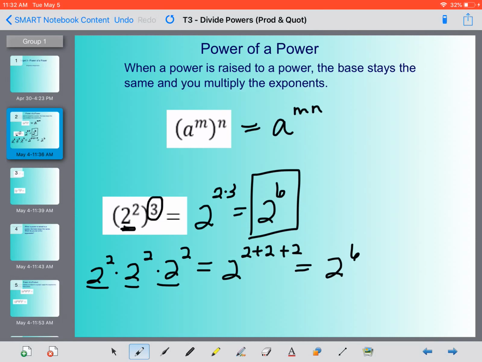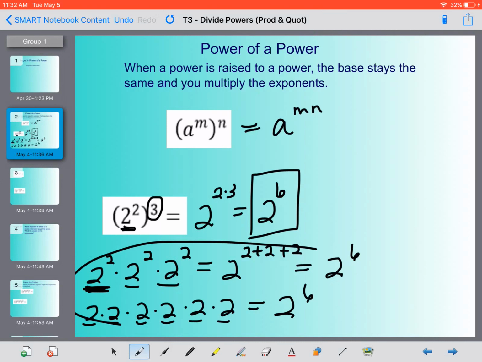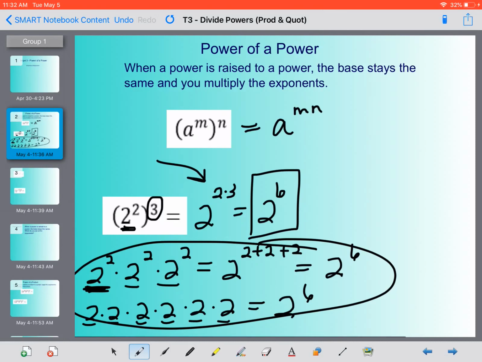You could even expand further, because 2 squared means 2 times 2, so this is 2 times 2 times 2 times 2 times 2 times 2. That would be 2 to the 1, 2, 3, 4, 5, 6 power. You get the same thing. So instead of expanding it like this, you can simply just multiply the exponents together, and you get the same answer.